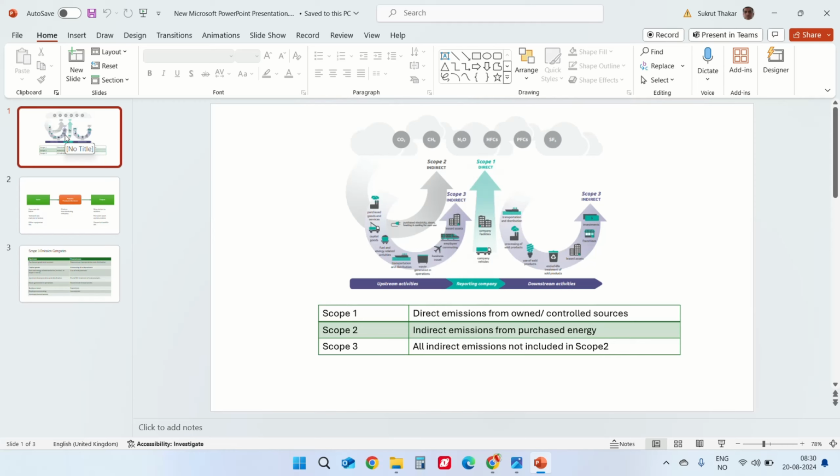In this video, I explain what Scope 3 emissions are. Emissions from the Scope 3 activities, which we will look at together, constitute the Scope 3 carbon footprint.